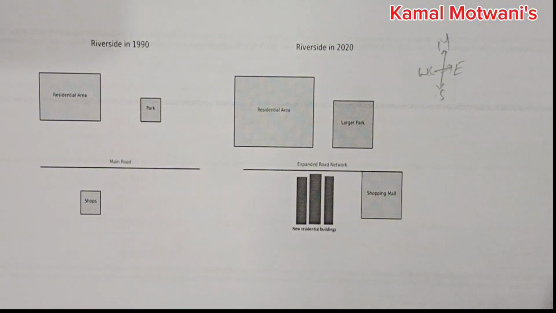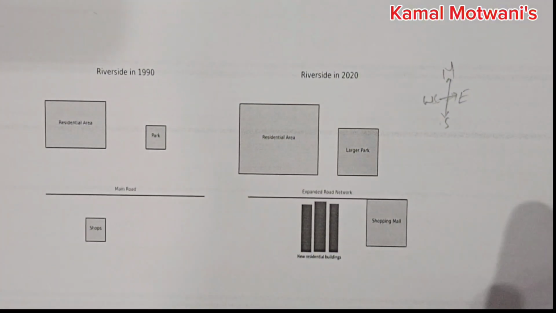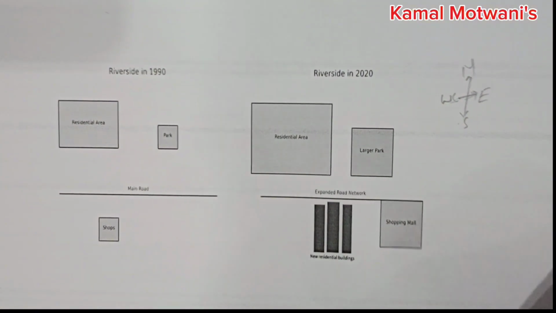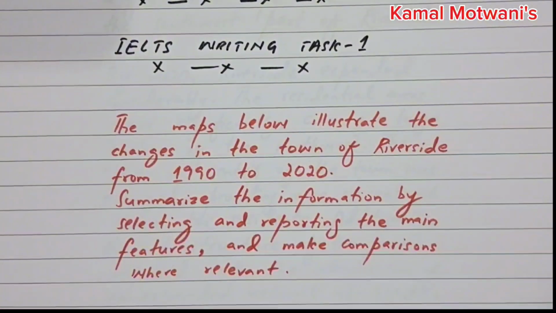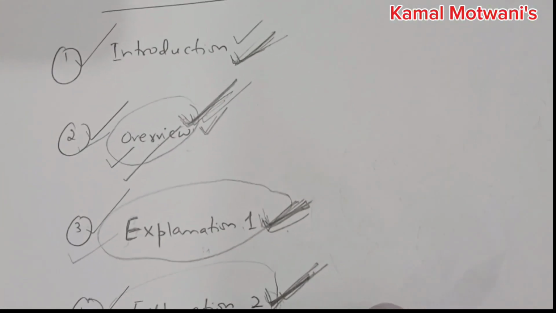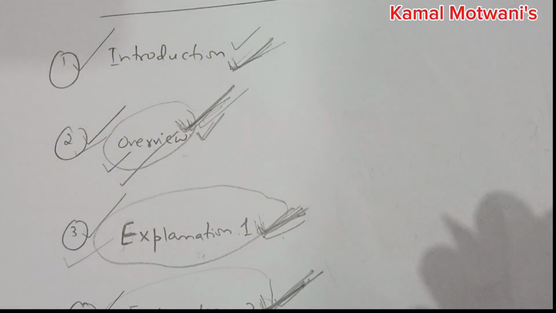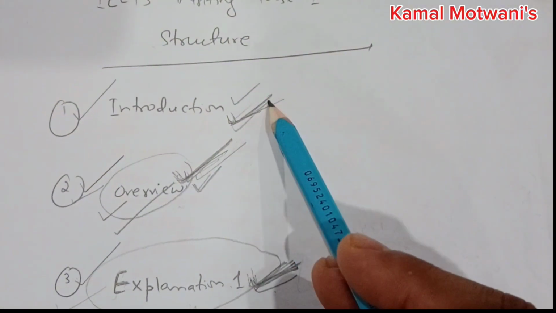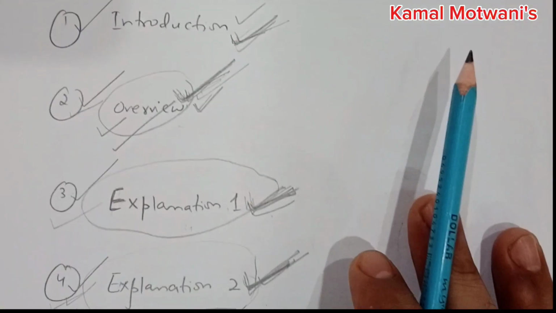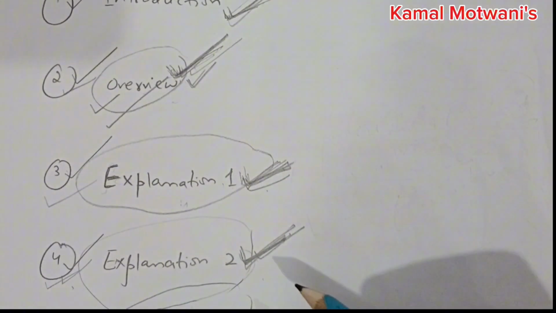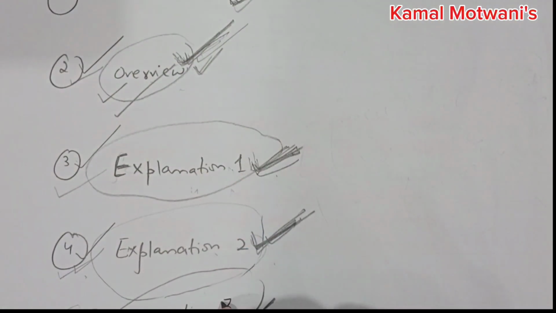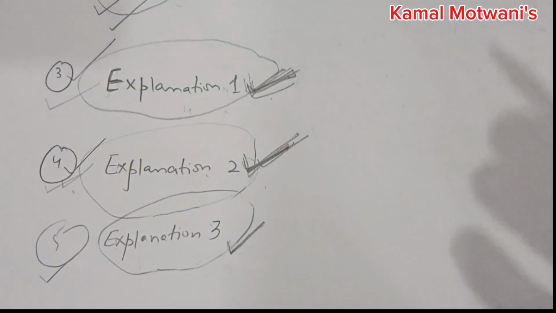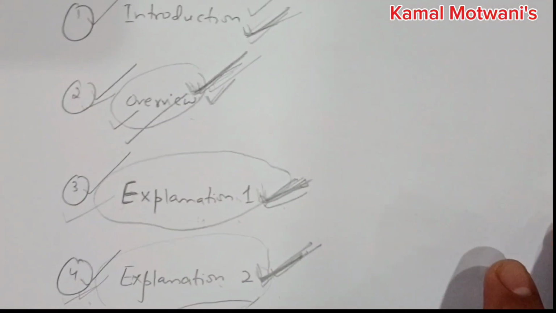what the major differences are. Okay, let's now discuss the structure of writing IELTS writing task 1. This structure has been discussed in each and every video which I have already recorded and uploaded on my YouTube channel. First we have to write the introduction, then the overview or overall view, then explanation 1, explanation 2, explanation 3. This all depends on how many paragraphs we want in our essay, in accordance with the feasibility of our time and convenience in the examination hall.